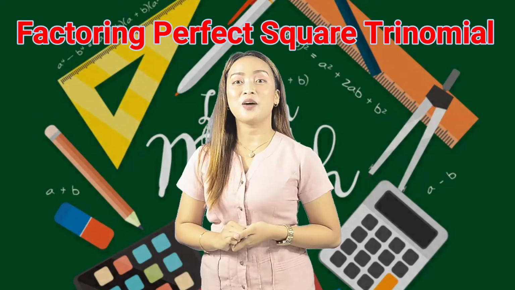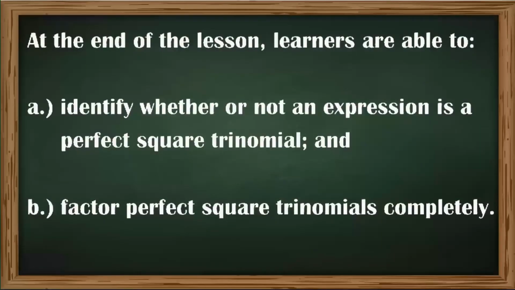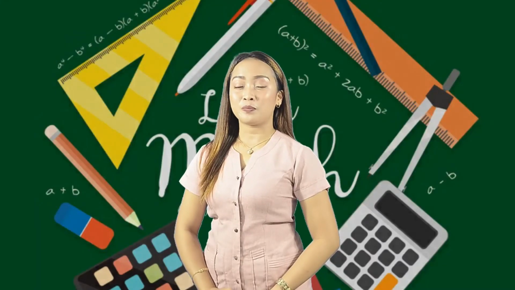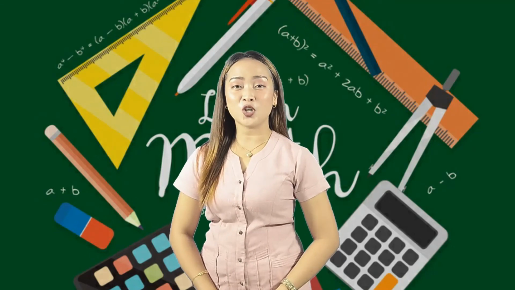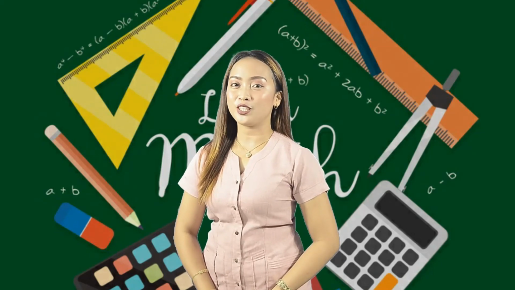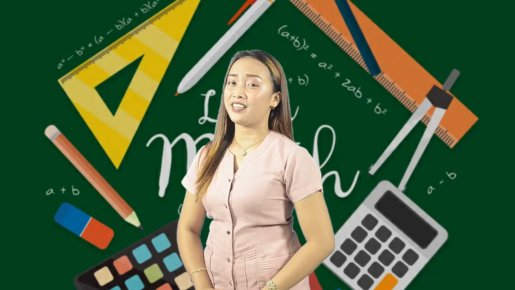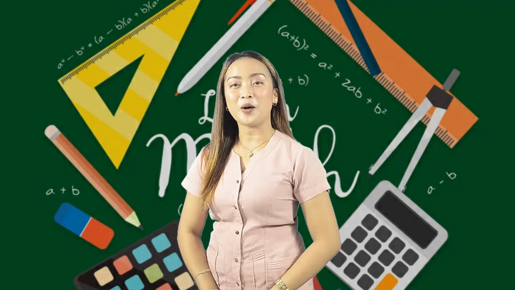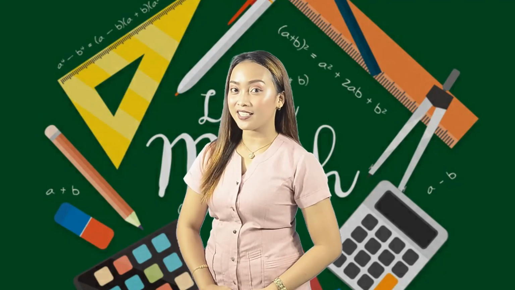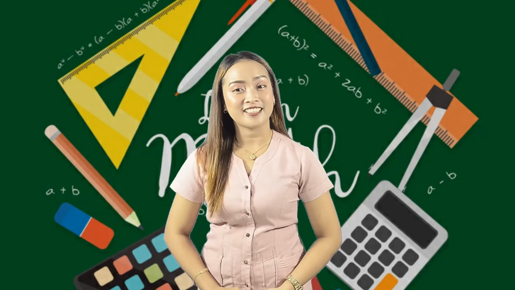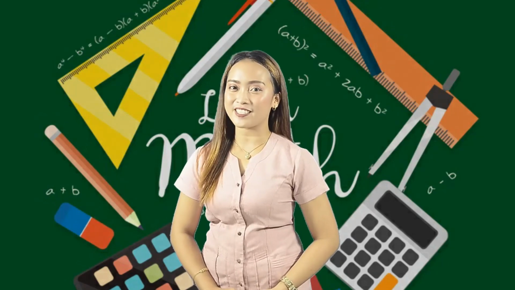Let us be guided by our objectives. Number 1, identify whether or not an expression is a perfect square trinomial. And lastly, factor perfect square trinomials completely. But before the proper lesson, let me show you a lyrical video from YouTube by Mr. YB that might help you later in determining perfect squares. Read, listen, sing, have fun, and try to understand.